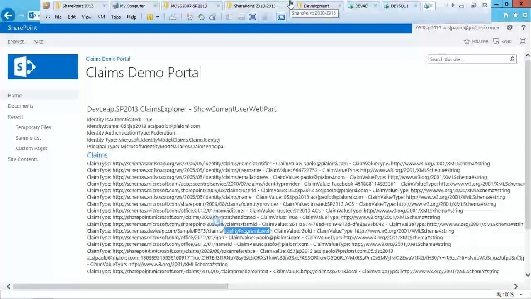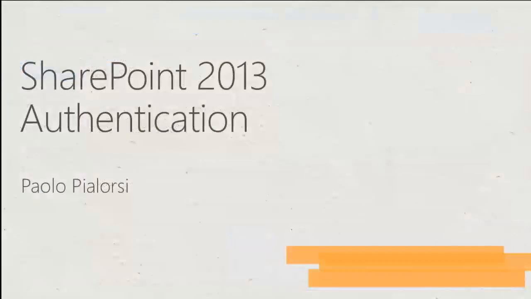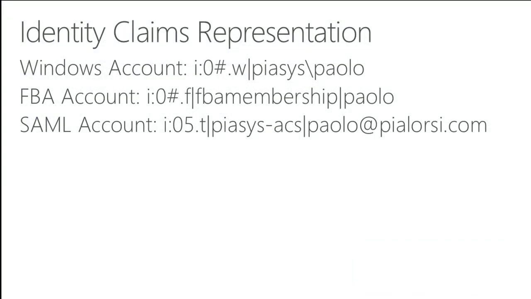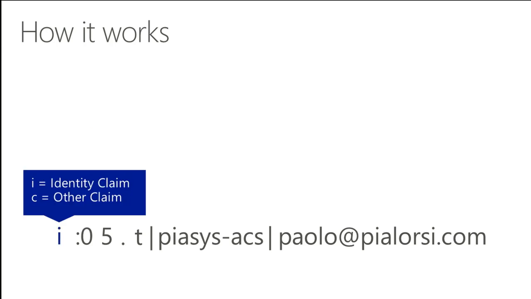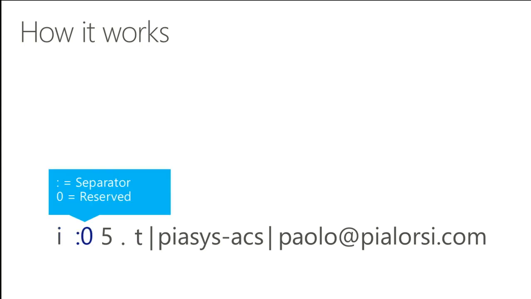So let me go back to the slide deck to say a little bit about this topic. Those string formats, at first sight, could be really strange, but have a great meaning under the covers. So I want to explain to you what is under the covers of this string format. First of all, let me take this fake claim as an example. The first character describes if this is an identity claim with an E char, or any other claim, which is not an identity claim, with a C char. Then we have a separator and a reserved character, reserved by Microsoft, of course.